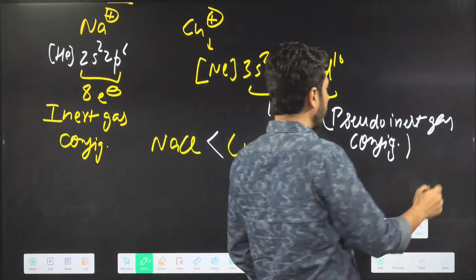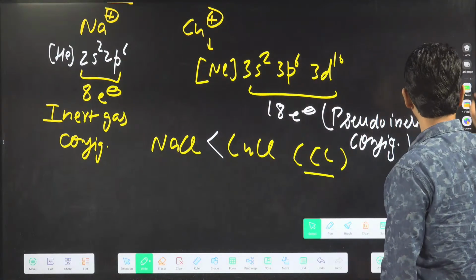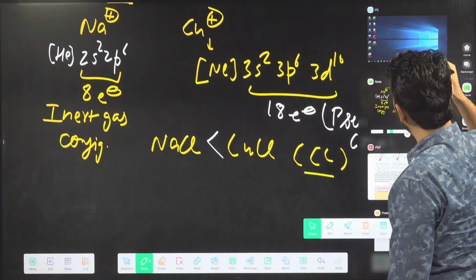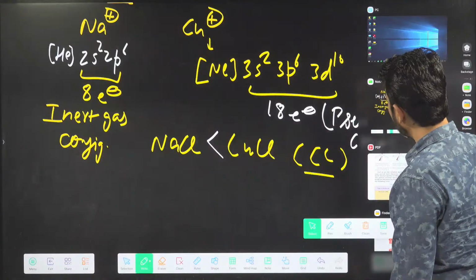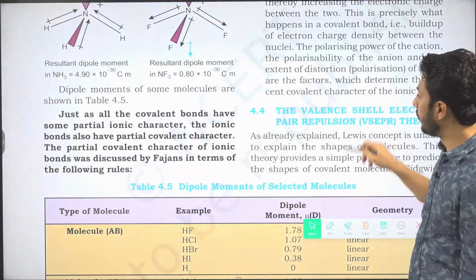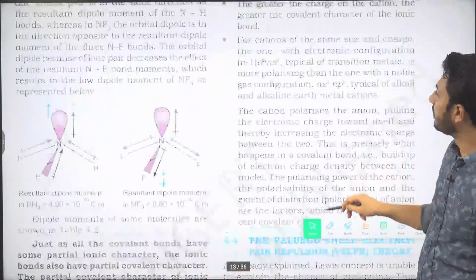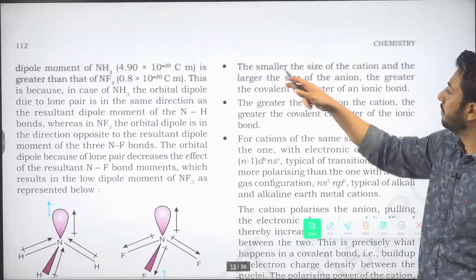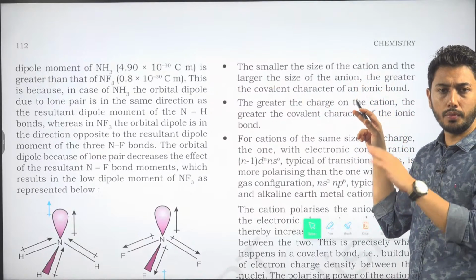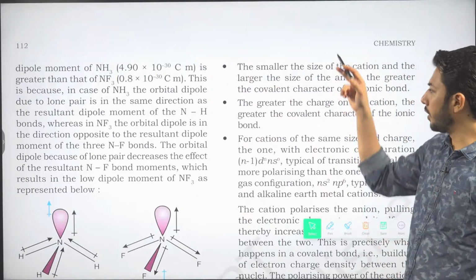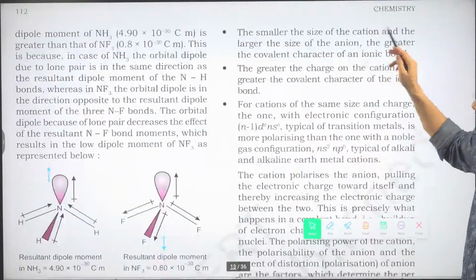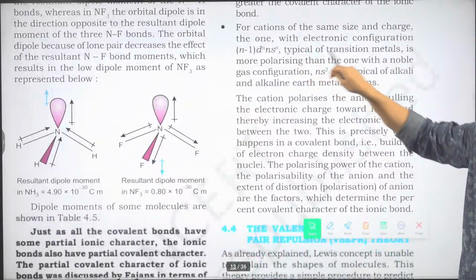On page number 112, you will read this portion. You will read that portion given here. Then you will read this part, which is given: smaller the size of cation. Before you read it, you have completed the notes, so that when you read it, you will just revise these points. First point completed, second completed, in third you can underline also later on.